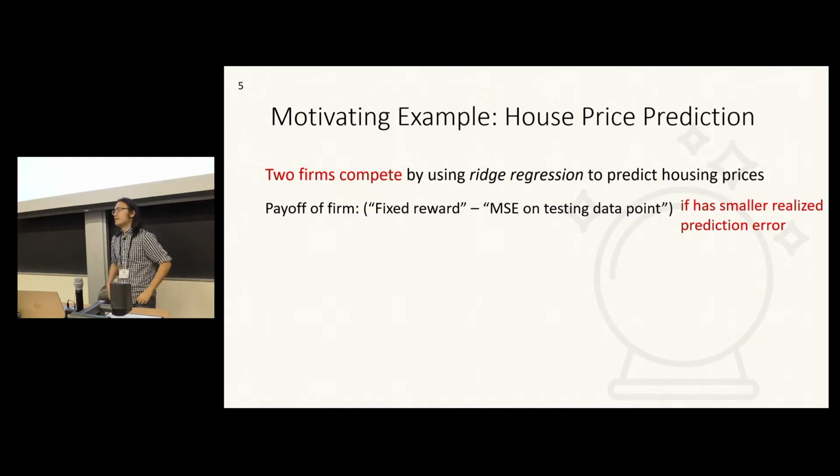You can interpret this as follows. Suppose there is a consumer who comes to the two firms, and both firms, given the feature vector, make a prediction about the house. This particular consumer will pick the firm which has the better realized prediction. Therefore, the winner will get the payoff as before, and the loser will get payoff 0.